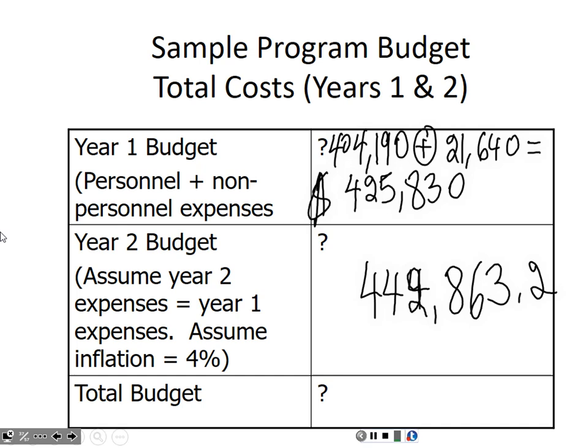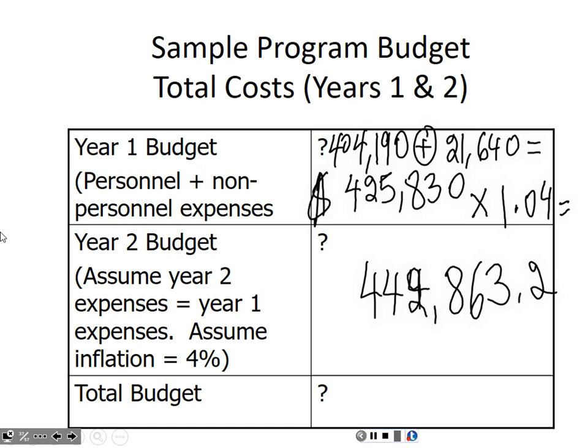It is 4%. So we take 425,830 and we multiply that by what? By 1.04. 425,830 multiplied by 1.04.